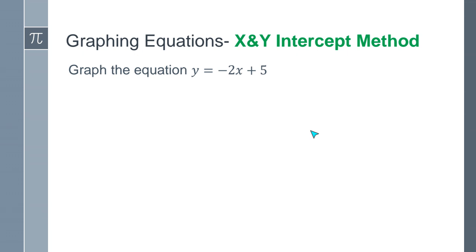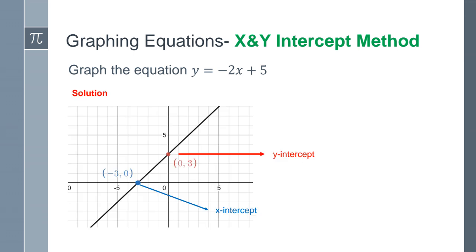A second method is the X and Y intercept method. First let's talk about what an X and Y intercept is. If you have a graph, the x-intercept is where the graph crosses the x-axis. This horizontal line right here is called our x-axis, and this vertical line is called our y-axis. So the x-intercept crosses the x-axis, and the y-intercept is where the graph crosses the y-axis.